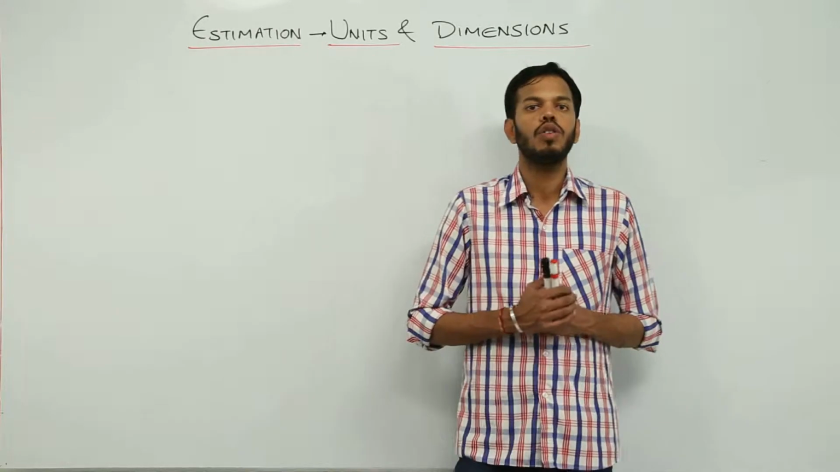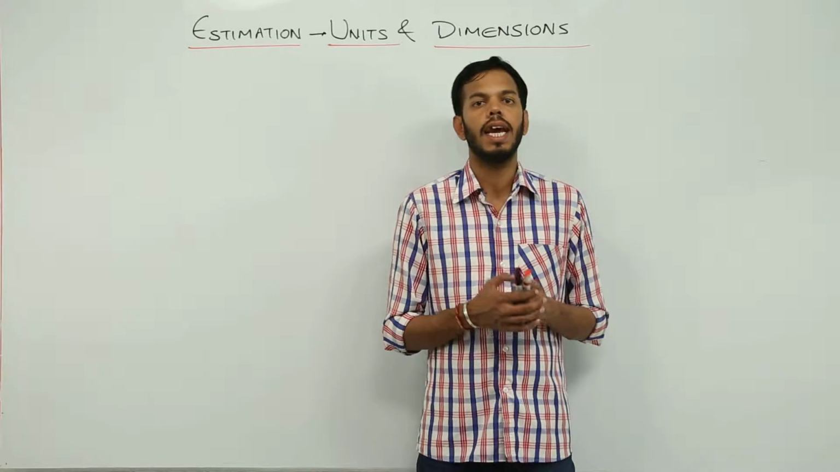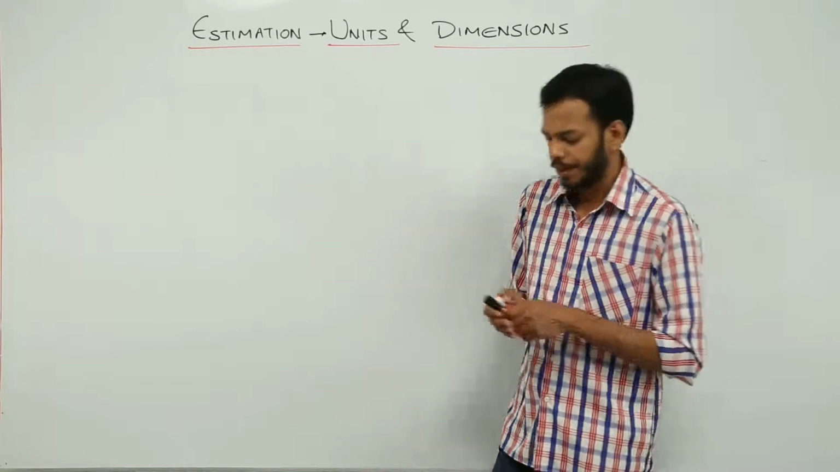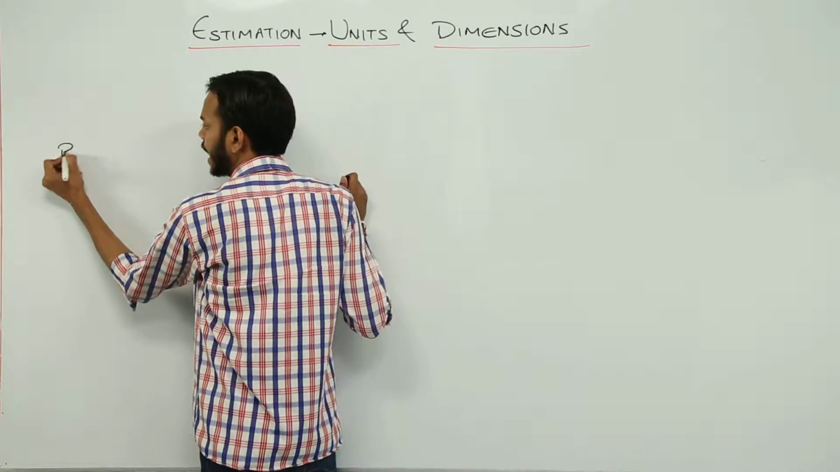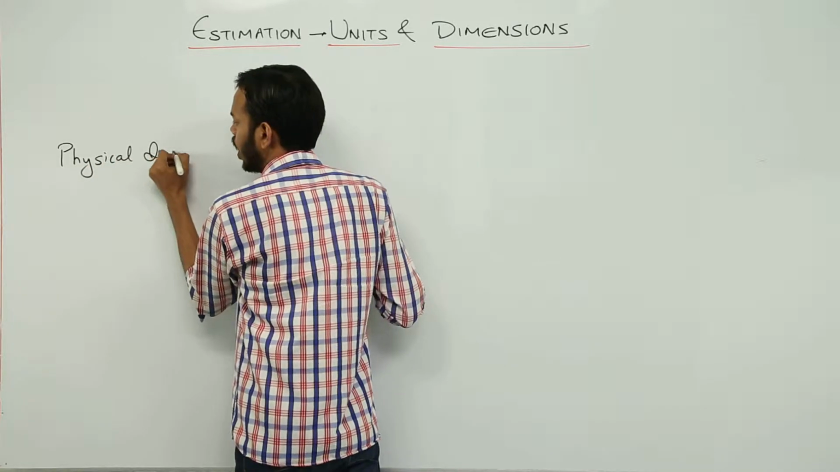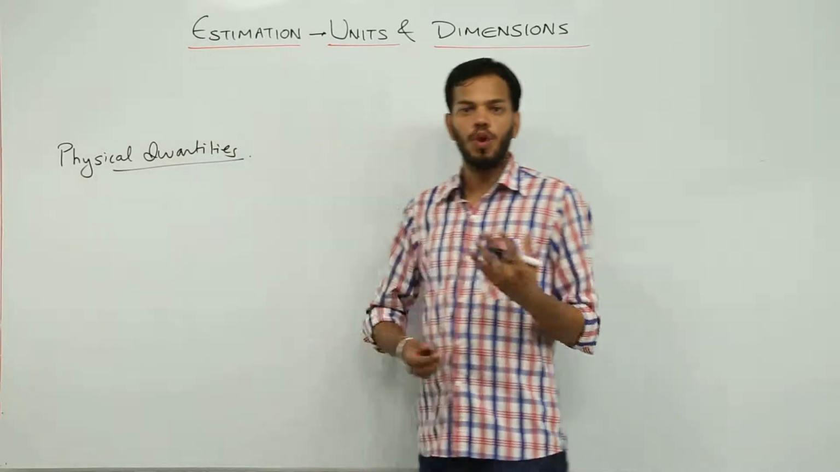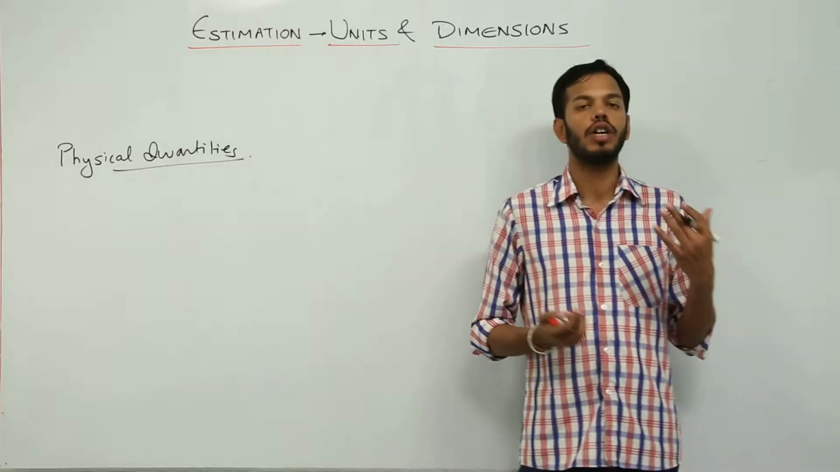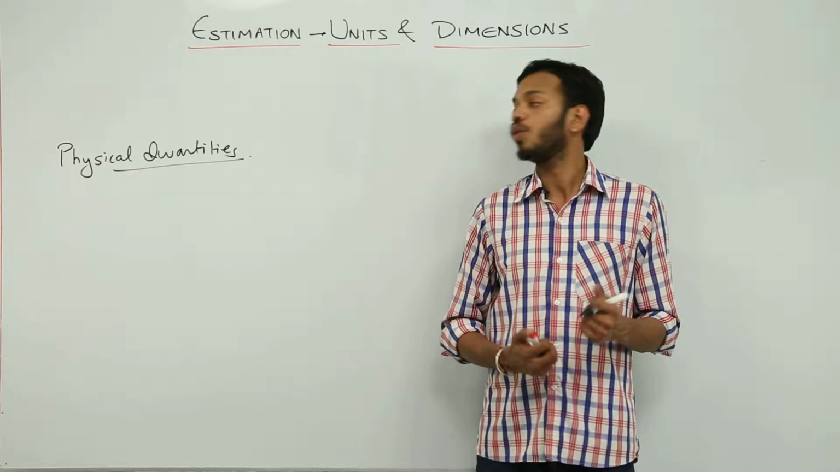Hello friends, today we are going to start with the very first chapter of this class, which is units and dimension, and basically we are talking about estimations. So what is this? See, in physics throughout the time we are going to study various types of physical quantities. Now what are physical quantities? Let me name some. Force, mass, length, time, momentum, angular velocity, velocity, torque. They are all different sets of physical quantities.